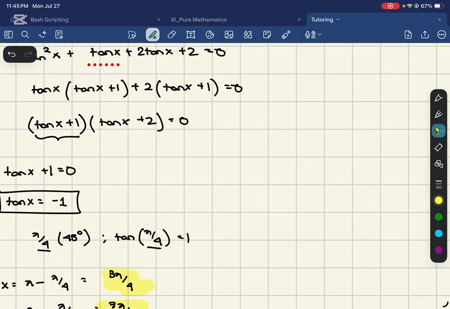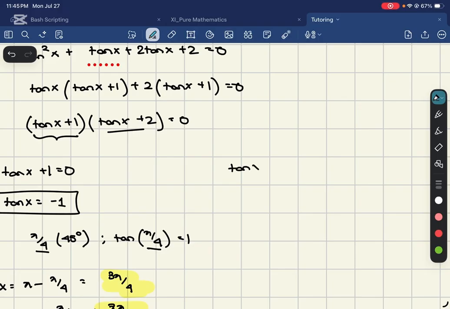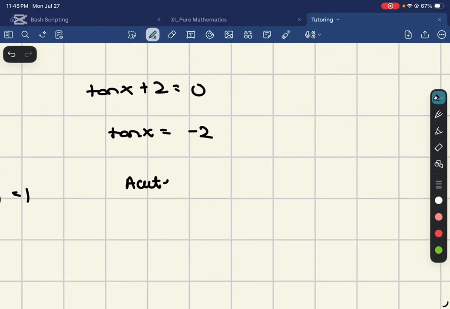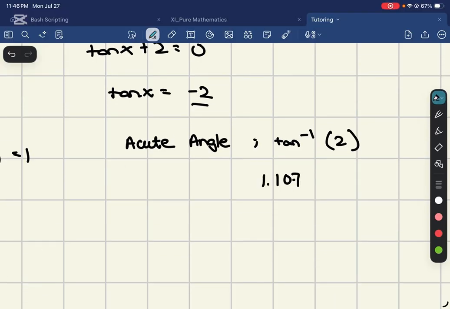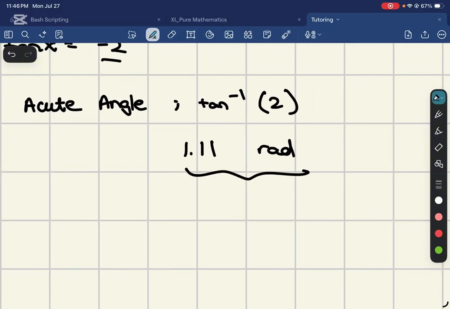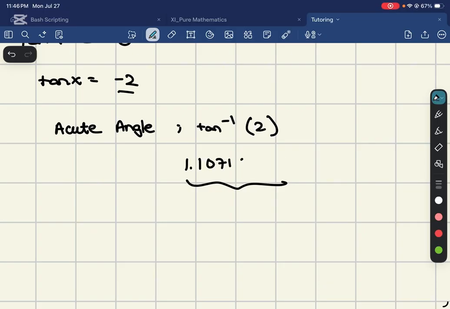All right, so now we also need to solve for this part. Tan x plus 2 is equal to 0, and that means tan x is equal to negative 2. All right, so let's find the acute angle by taking tan inverse of 2. So we'll ignore the negative sign here for a while. And when we do tan inverse of 2, and remember, we're working with radians, so we set our calculator into radian mode. Tan inverse of 2 gives me 1.107 radians, or 1.11 radians to 3 significant figures. So that is the acute angle. However, let's just use the full value, 1.10714872 radians. And now this is the acute angle.